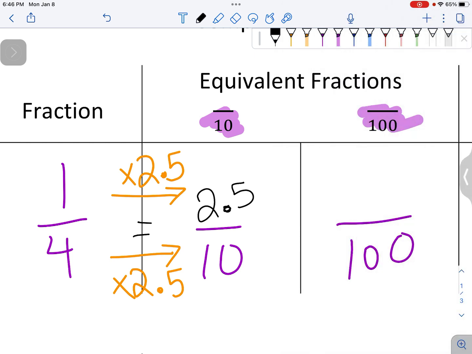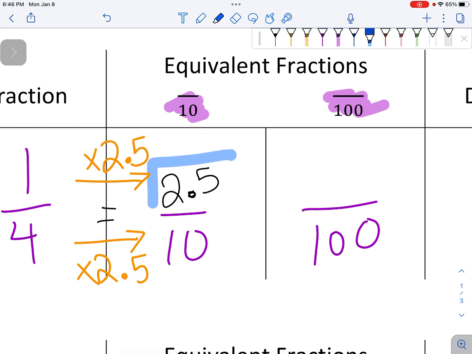At this point, you might say, Ms. Toivola, that looks terrible. And I would agree. I would not leave this fraction as my final answer, but it is equivalent. It's not in simplest form because it has a decimal. All right, let's just keep on going then.